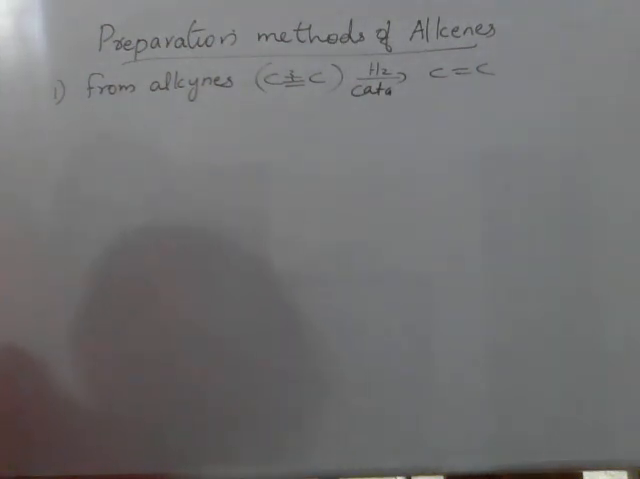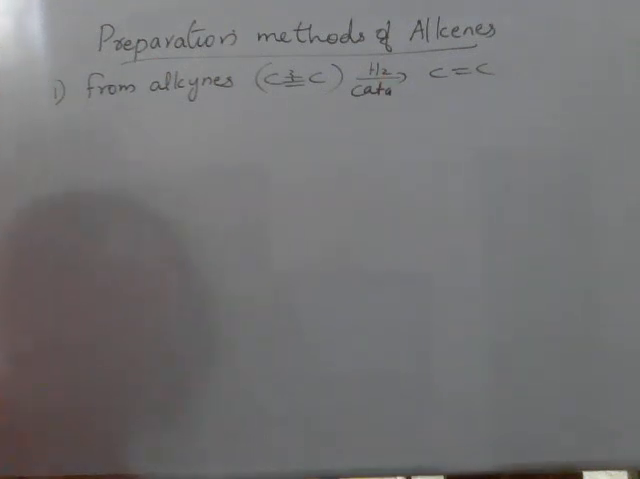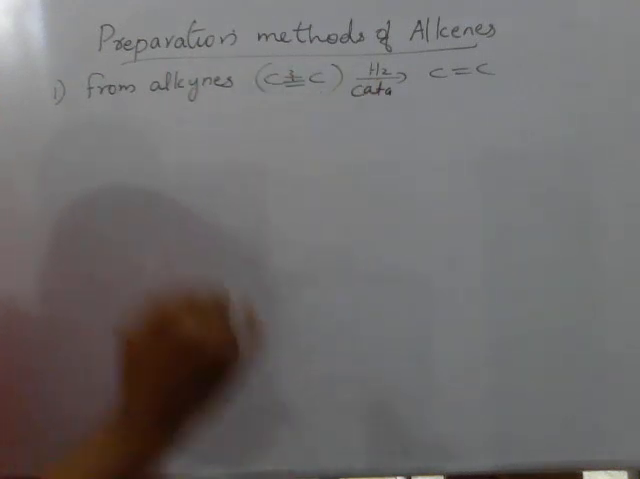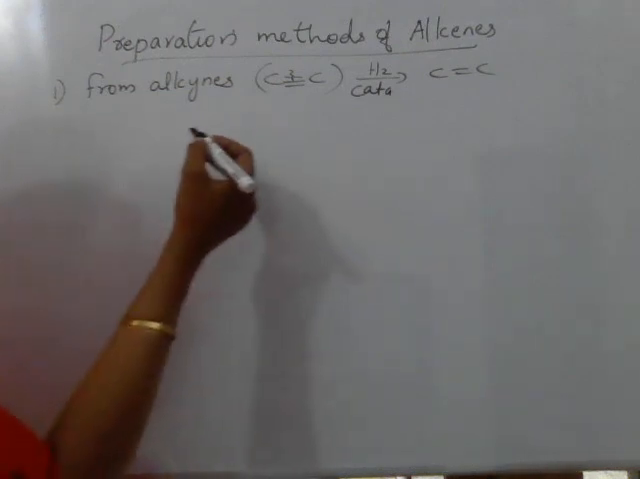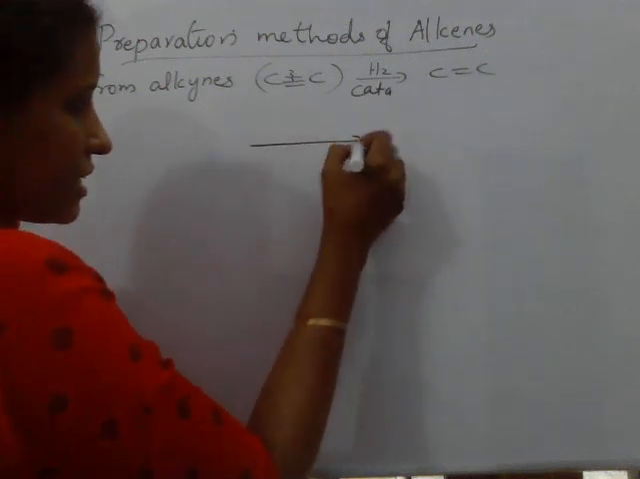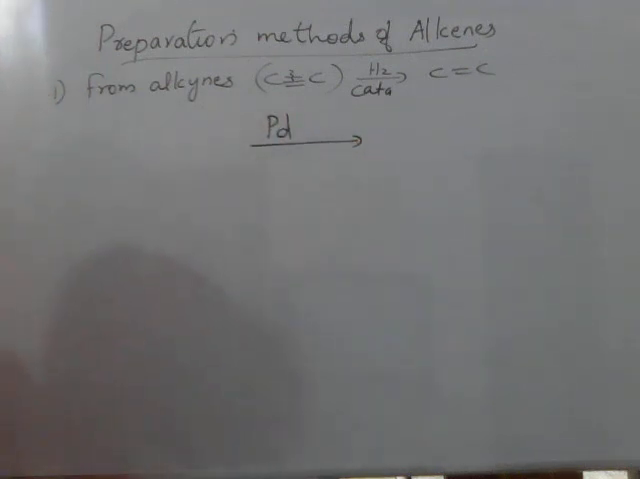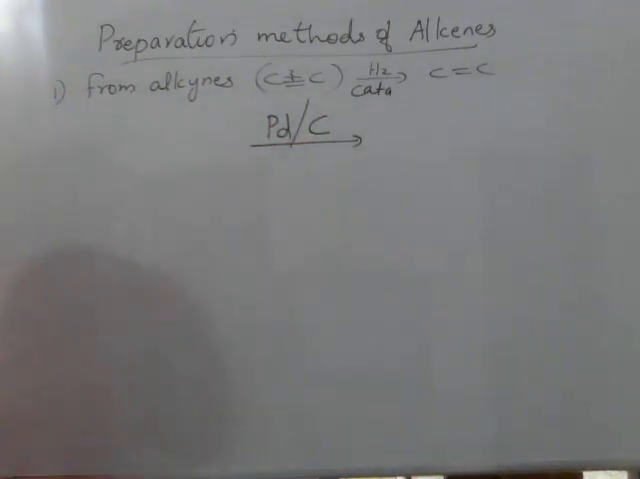compound. So in order to stop the hydrogenation reaction at the formation of alkene, the catalytic activity of the catalyst should be reduced. A partially deactivated catalyst is used. For example, the catalyst used here is palladized charcoal. Palladium added to charcoal. Palladized charcoal. Charcoal, we know, is a form of carbon.